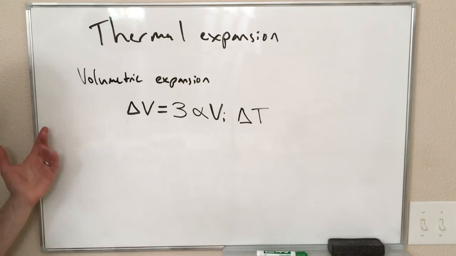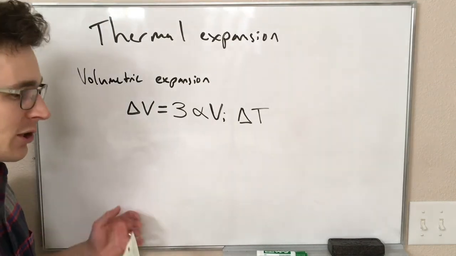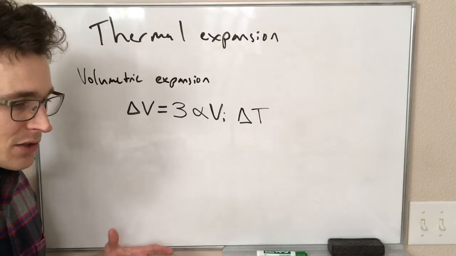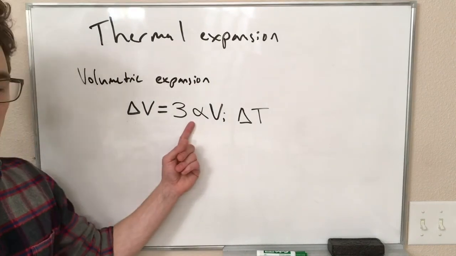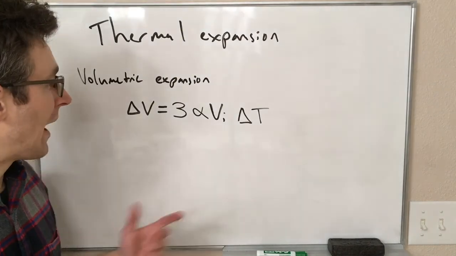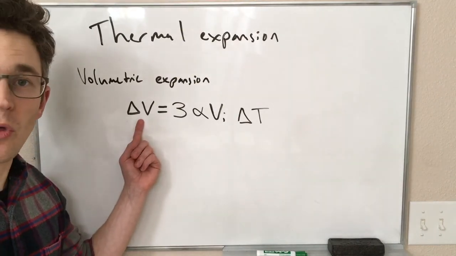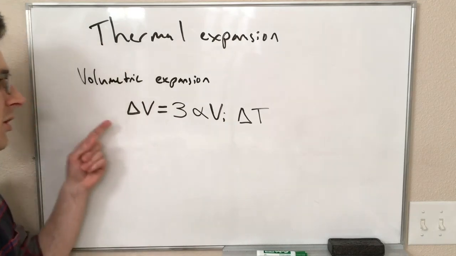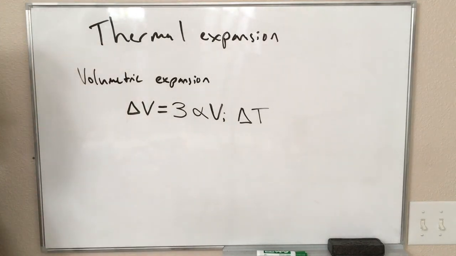So you can figure out things like, if you have a tank of water and you know the expansion coefficient of water and you heat that water up to some new temperature, how much does its volume change by? Using this equation is the same as using the other equation. We're just using volumes instead of lengths.